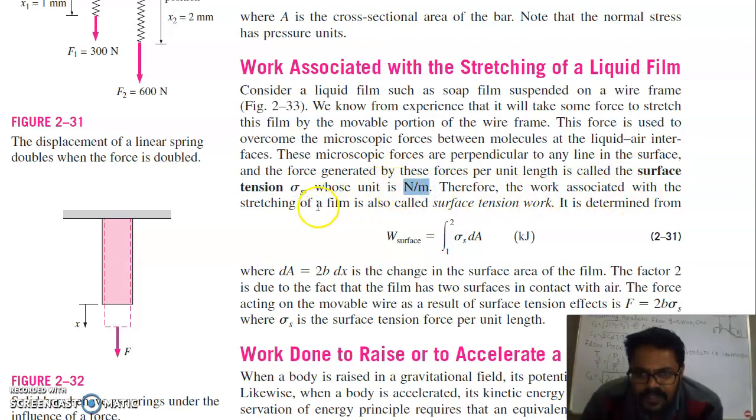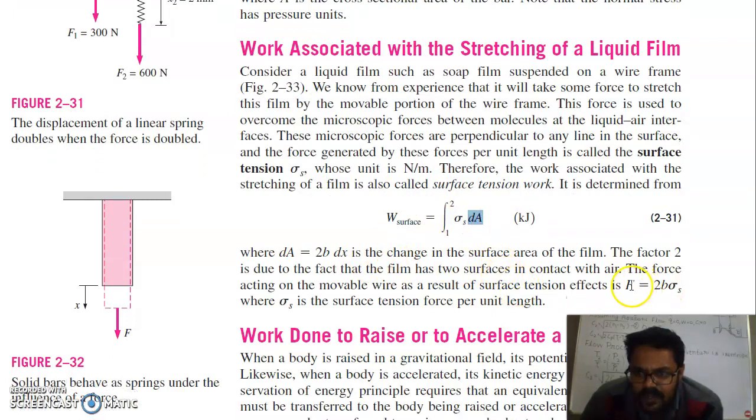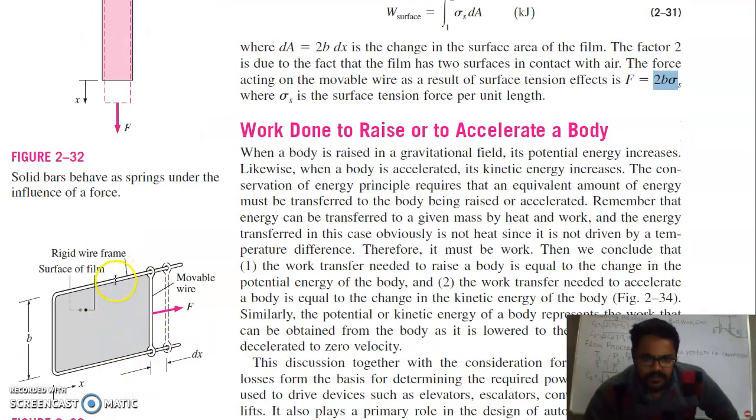Therefore, the work associated with the stretching of a film is also called surface tension work, which is work equal to surface tension multiplied by dA, and from here the force is equal to 2b sigma s, where you can see this is your rigid wire frame and this is the surface of the film. So this is the movable boundary. You will apply a force here.